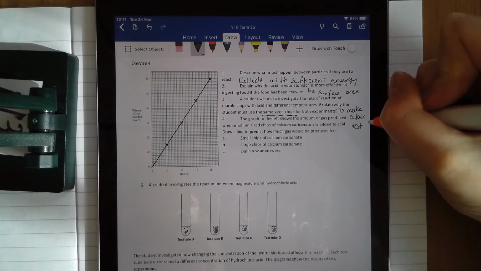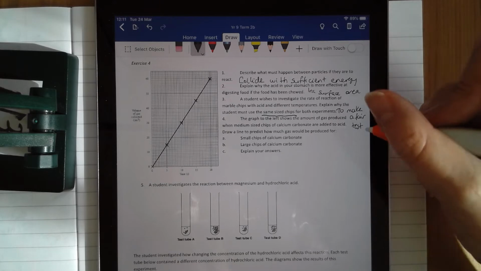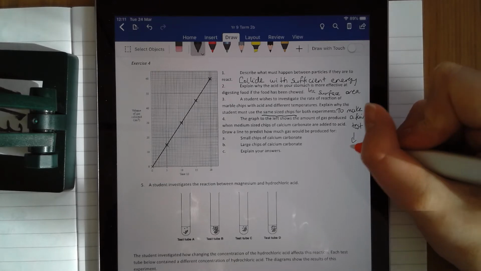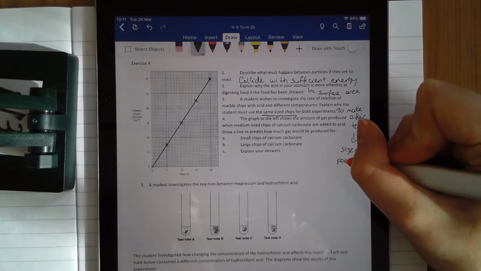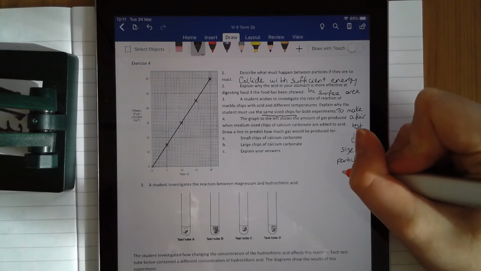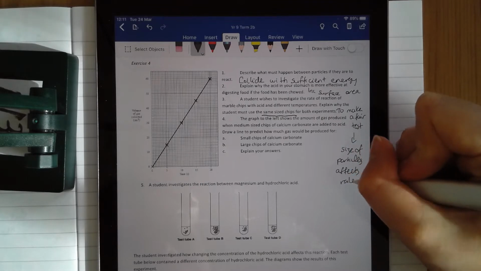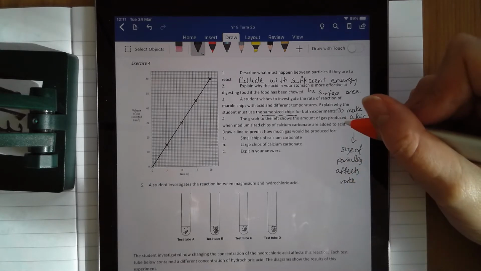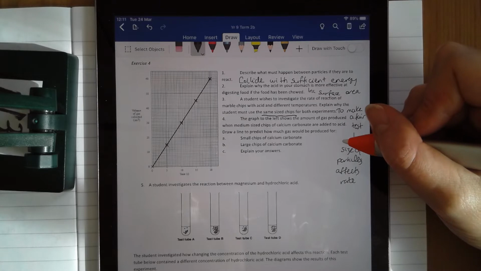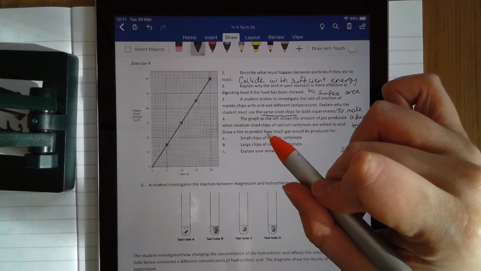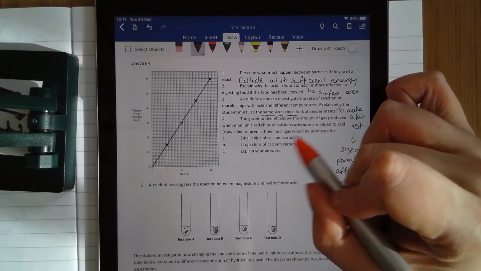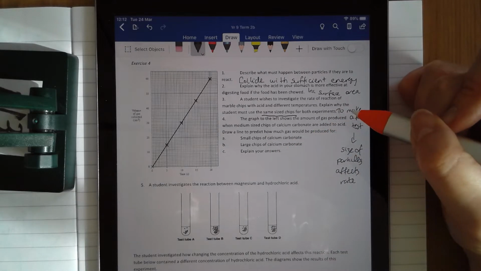But to go further than that, and you should, as well as writing to make a fair test, you would say that the size of the particles affects the rate. Therefore, that is a variable that you have to keep constant. You don't want it to mess your results. The graph to the left shows the amount of gas produced when medium-sized chips of calcium carbonate are added to acid. Draw a line to predict how much gas will be produced for.